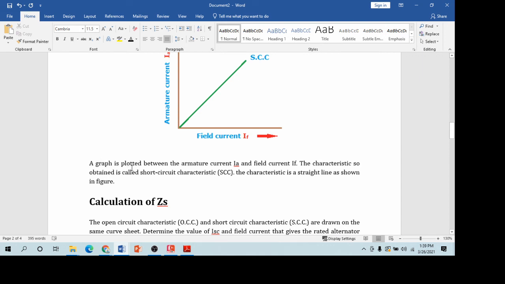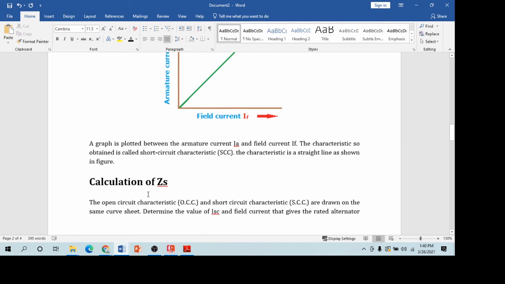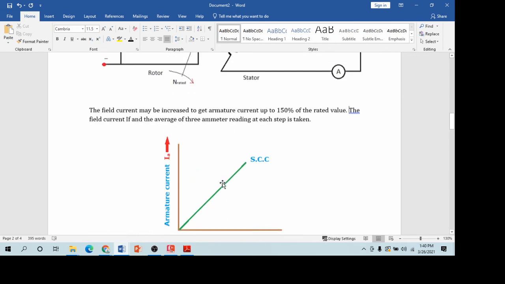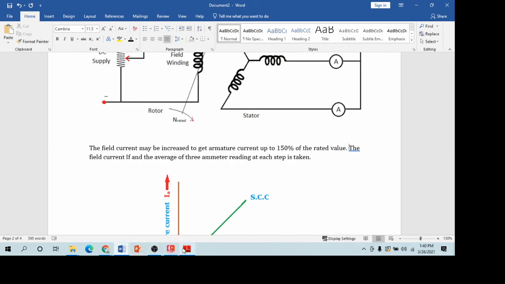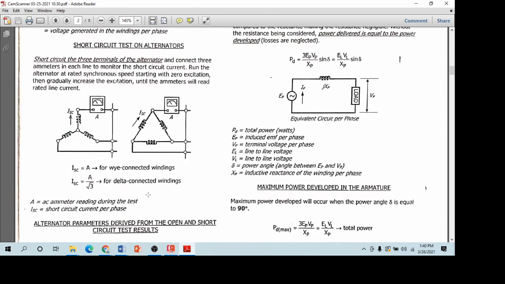For the characteristics, a graph is plotted between the armature current IA and the field current IF. The characteristic obtained is called the short circuit characteristic. It is a straight line, as shown in the figure. Here in the short circuit test, only one ammeter is placed.